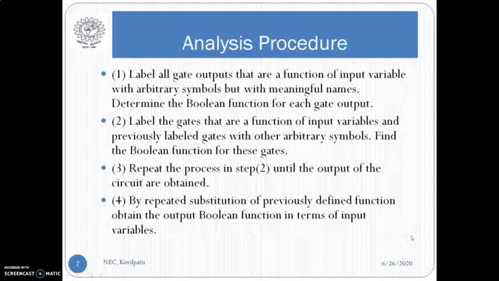Finally we have to write the mixed-mode information as a pure expression with only input variables. After that, we derive the Boolean expression, simplify it, and obtain the truth table. So this is the process.